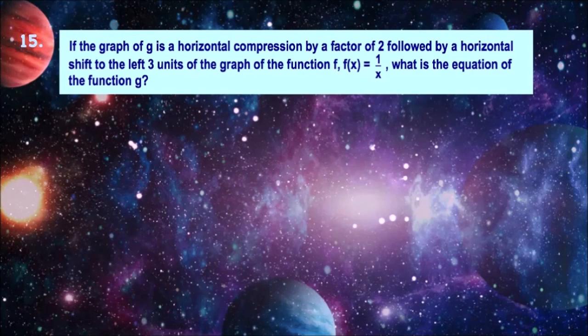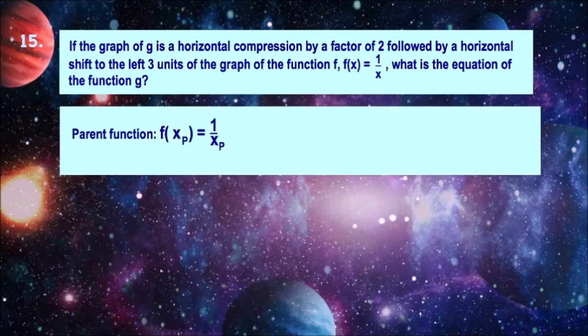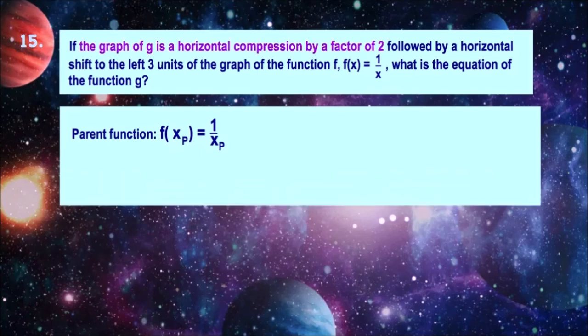Question 15. If the graph of g is a horizontal compression by a factor of 2, followed by a horizontal shift to the left 3 units of the graph of the function f of x equals 1 over x, what is the equation of the function g? Parent function, f of x parent equals 1 over x parent. The graph of g is a horizontal compression by a factor of 2: x parent divided by 2. Followed by a horizontal shift to the left 3 units, plus 3. X transformation equals x parent divided by 2 plus 3.